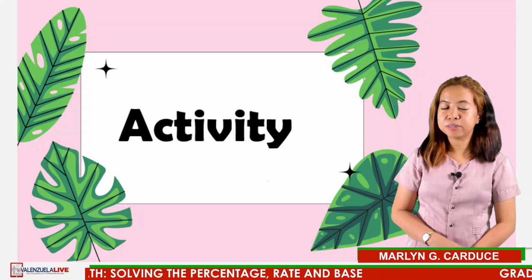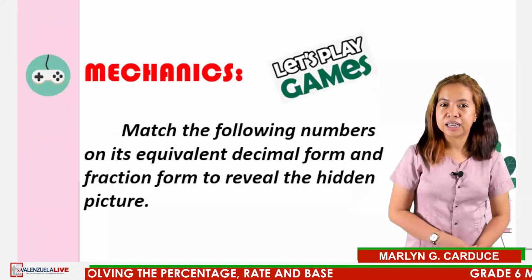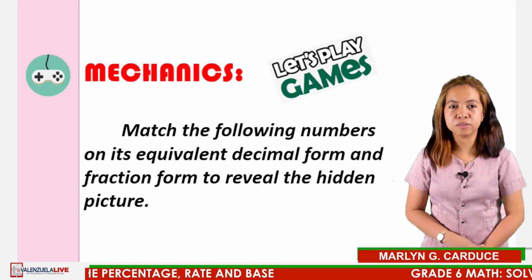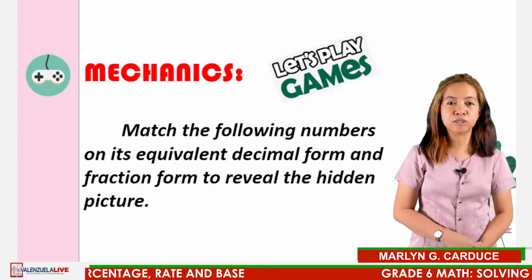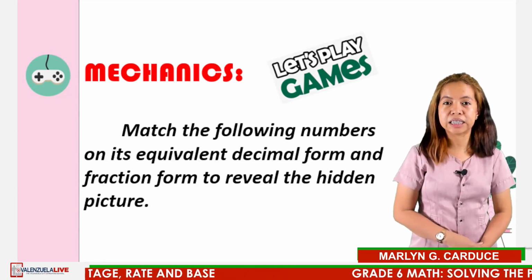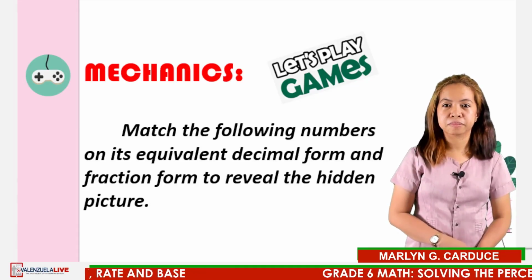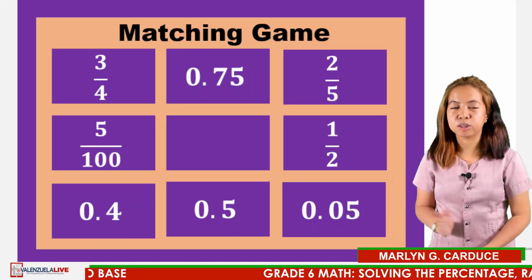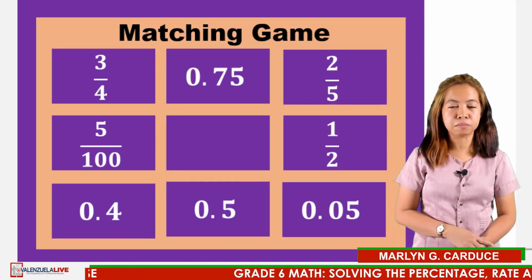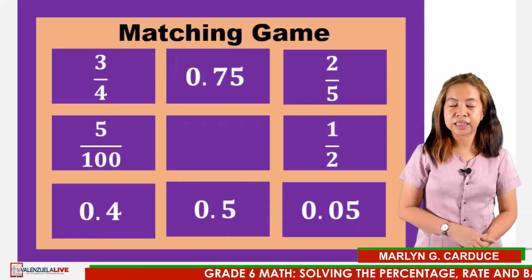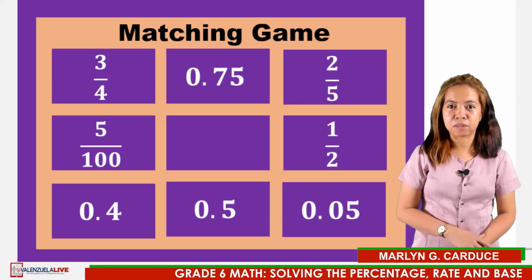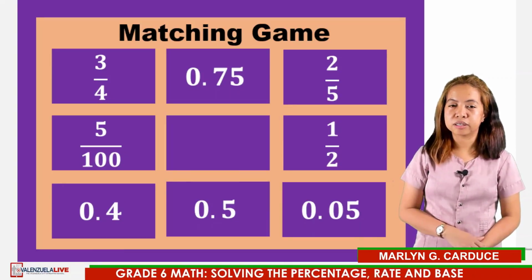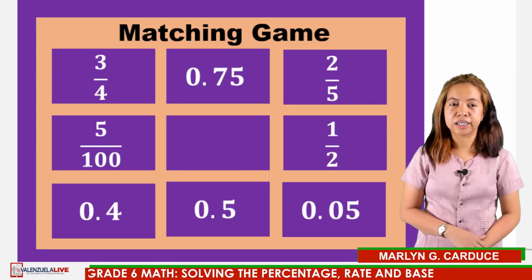So for our first activity, I want you to match the following numbers to its equivalent decimal form and fraction form to reveal the hidden picture. So these are the numbers. All you have to do is look for the pair of numbers. You can write it in the comment box. So let's start with the first one.